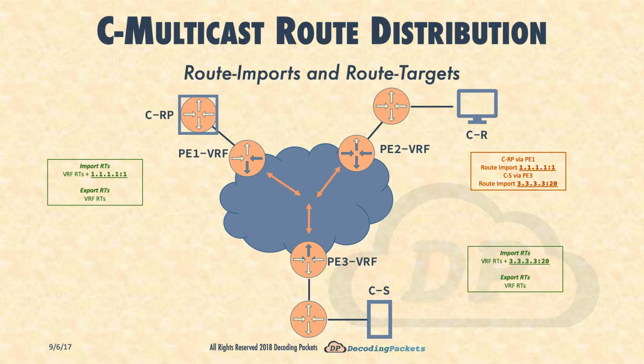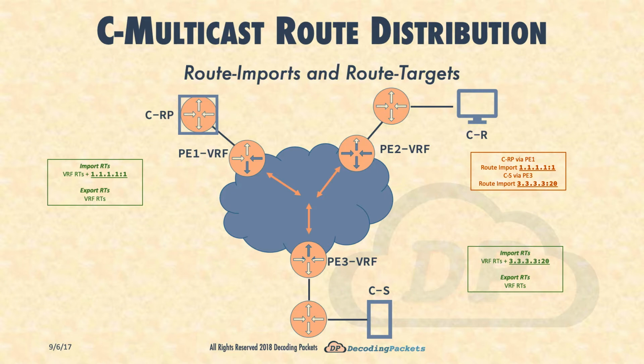From PE1 and PE3, the export route target list is unchanged. Unchanged from a typical L3 VPN scenario, that is. It is either configured via a list of route targets or via a policy, but it's immaterial to our MVPN scenario.